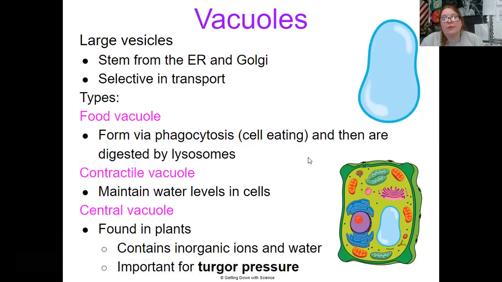We got turgor pressure right there. So turgor pressure is just the water pressure in a cell. I guess we'll go into it briefly. It's what helps keep the cell wall rigid. So basically I need that pressure, like from inflating a water balloon, inside the cell.